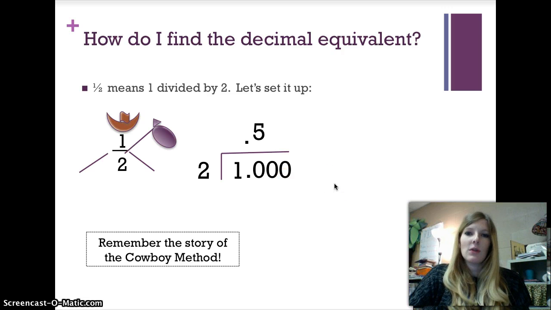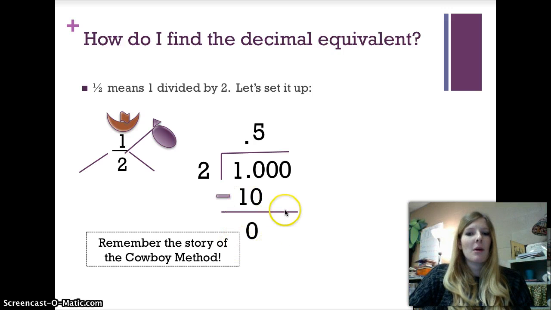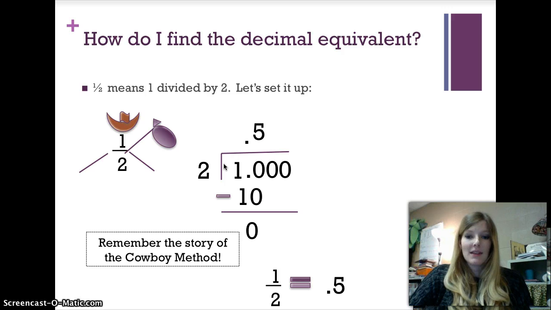So 5 times 2 equals 10, and then what do I do next? Subtract. So I have 10 minus 10 equals 0. And remember, zeros are just placeholders, so we don't need to bring this down and continue on because it's just going to end up being 0, 0, 0, and it's just a placeholder. So now we have our decimal equivalent. 1/2 is equal to 0.5, or 5/10. So that means if I had half a pizza or I had 5/10 of a pizza, I would be getting the exact same amount. These are the same. They represent the same amount of something.